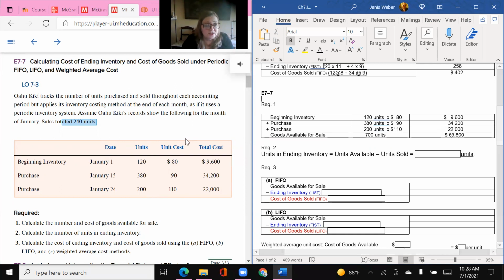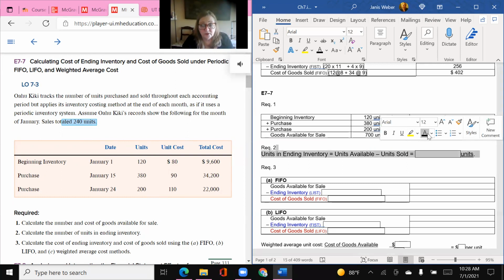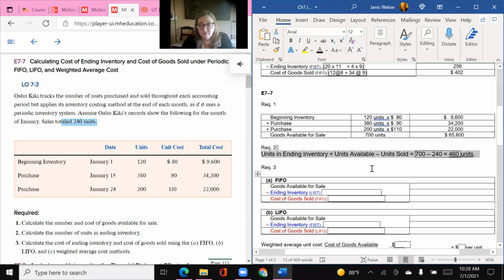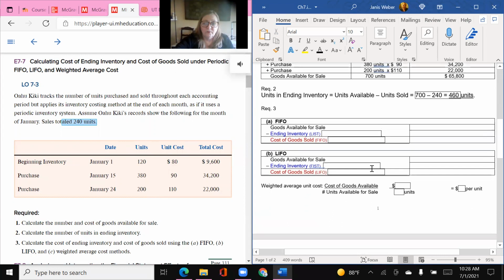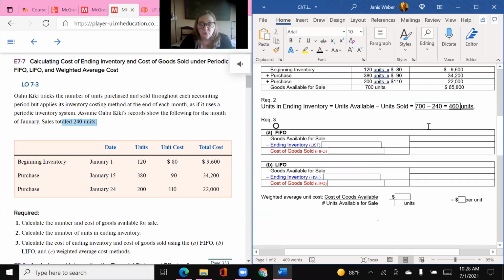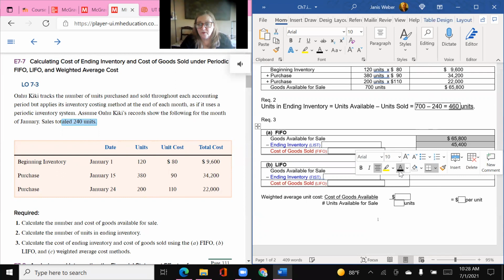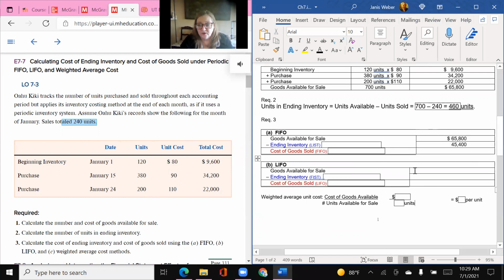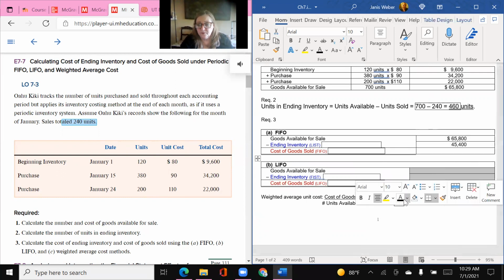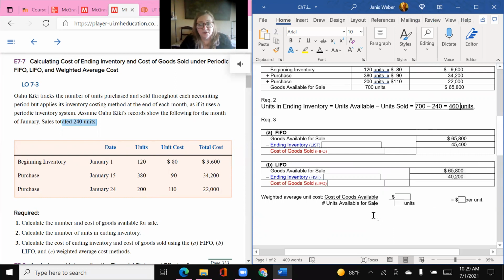Of the 700 units, we sold 240, they told us. So all the rest of them are still in our inventory. The part that we didn't sell, 460 units, is still in the inventory. So again, here we go. With LIFO and FIFO, we're going to start with the goods available amount. Both methods will start with the goods available, and we subtract out the ending inventory.